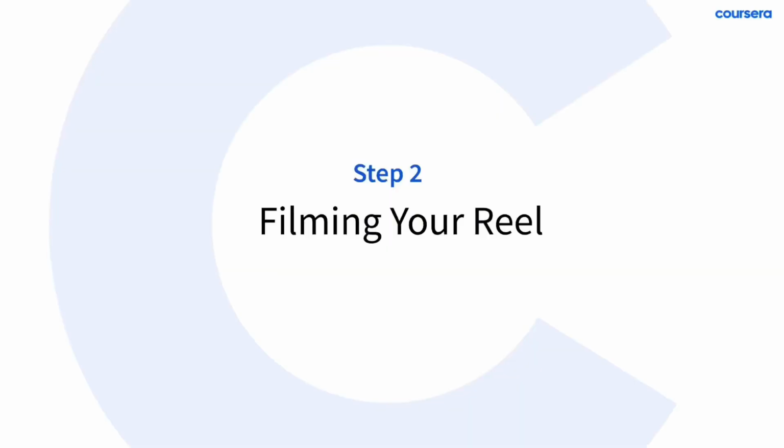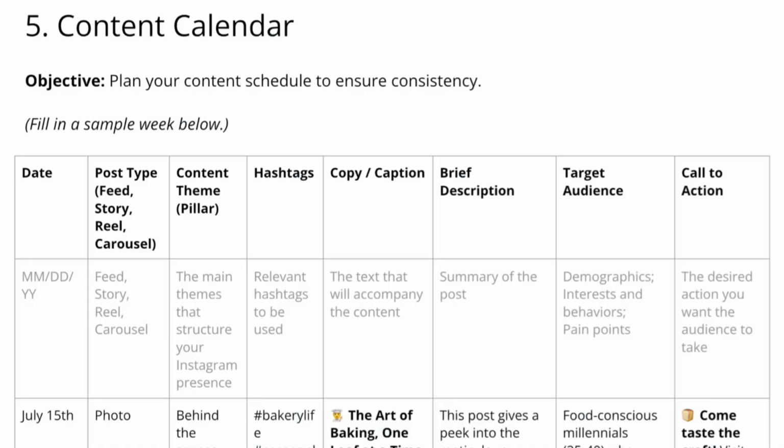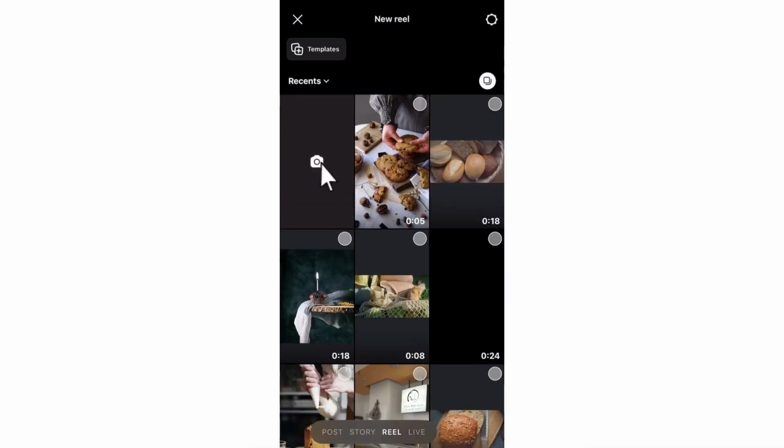Before we start recording, it's essential to plan your content. Have a clear idea of the story or message you want to convey. Remember, Reels are short-form videos. Aim for a length between 7 to 30 seconds for optimal engagement. To start recording, click the camera icon.